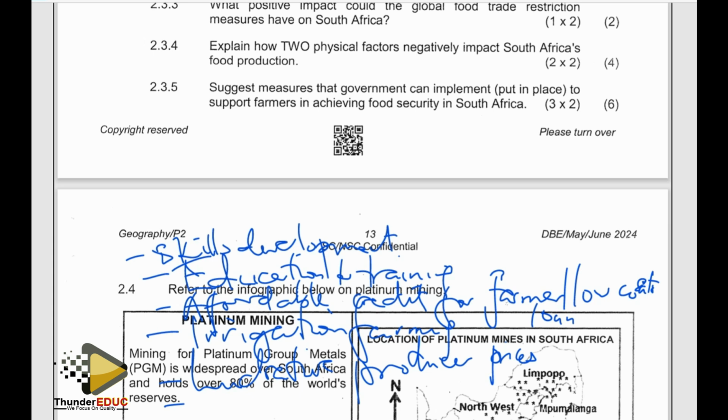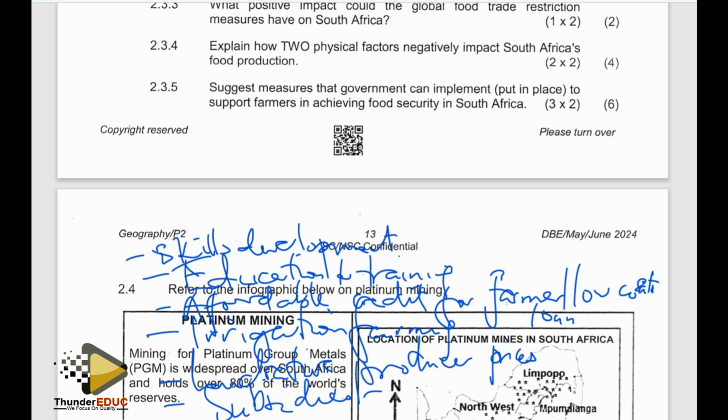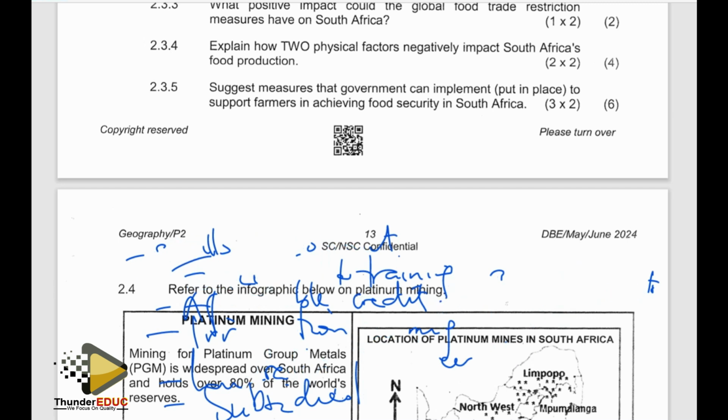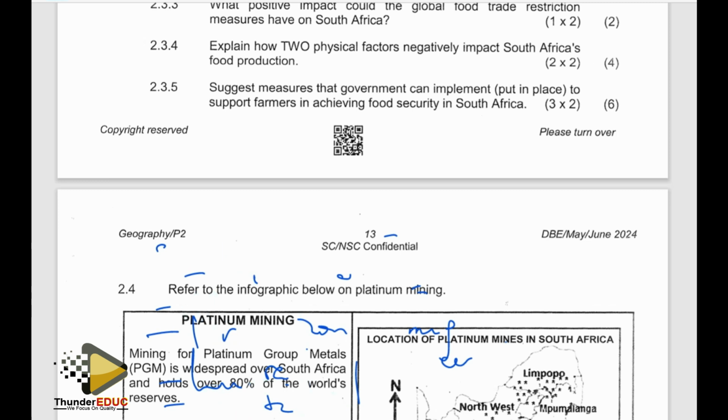And you can also talk of subsidizing farmers, subsidies to farmers. The government can issue and give out subsidies to the farmers so that they can enhance productivity, and the result is positive for the whole of the country, and we do away with the problem of food insecurity.